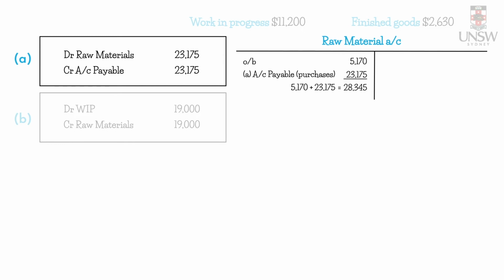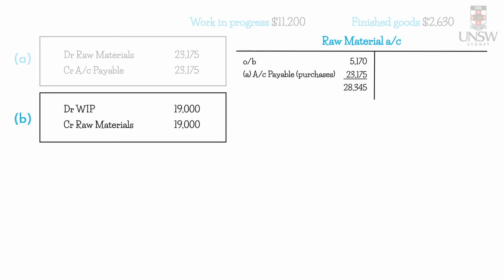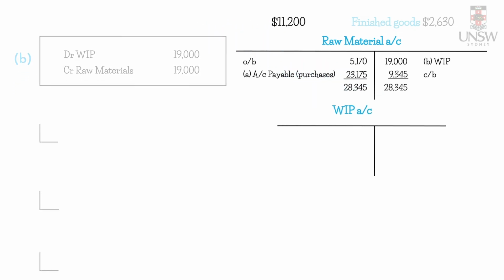So we can total up our debit side. It's equal to $28,345. Our credit side, we've got work in process, $19,000, which we transferred out. So transferred to the factory floor. So $19,000 minus from the sum of the debit side gives us the closing balance of $9,345.